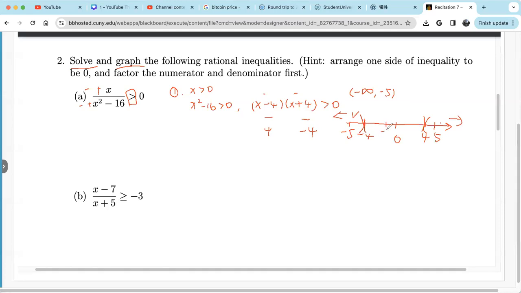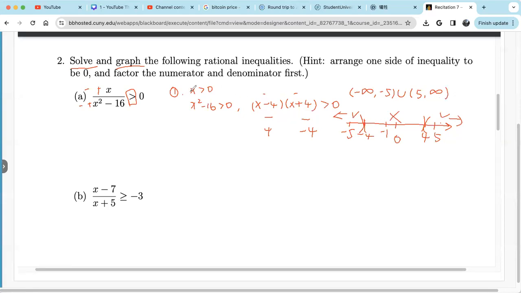Maybe let's try -1. So if -1 minus 4, negative. -1 plus 4, positive. So no. So this is not in the solution set. Then we try 5. 5 minus 4, positive. 5 plus 4, positive. Yes, this is also in the solution set. So union from 5 up to positive infinity.